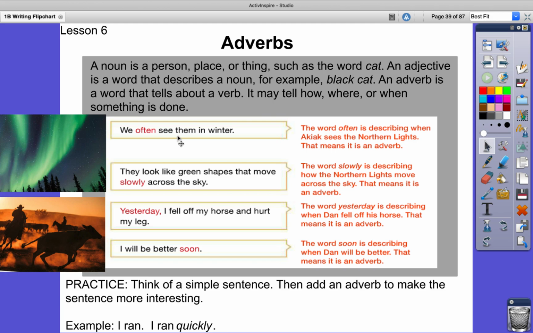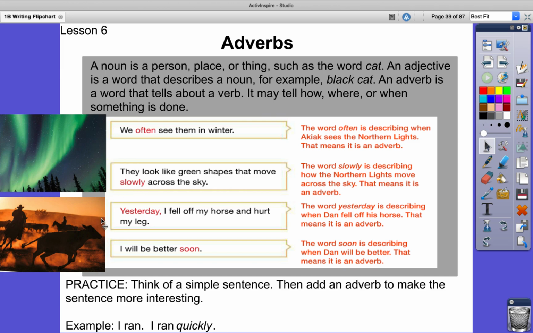We often see them in winter. The word often is describing when Akiak sees the northern lights. That means it is an adverb. They look like green shapes that move slowly across the sky. The word slowly is describing how the northern lights move across the sky. That means it is an adverb.